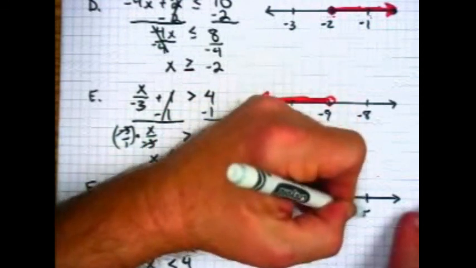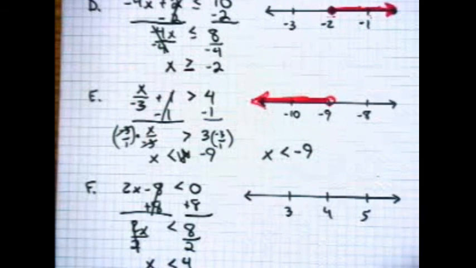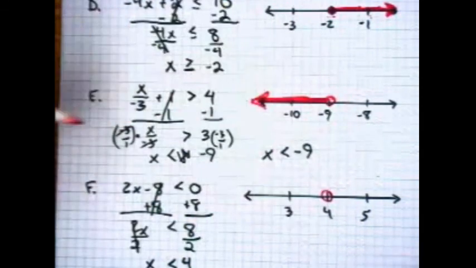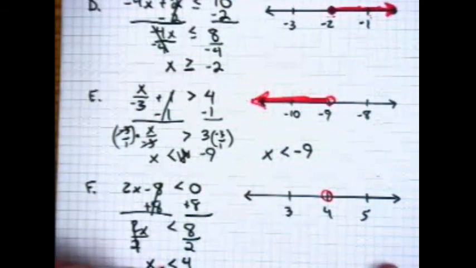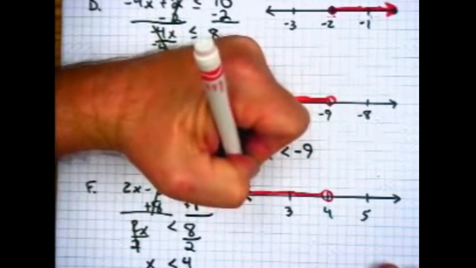4, 5, 3. Open circle at 4. X is smaller. The numbers that are smaller than 4 are this one.